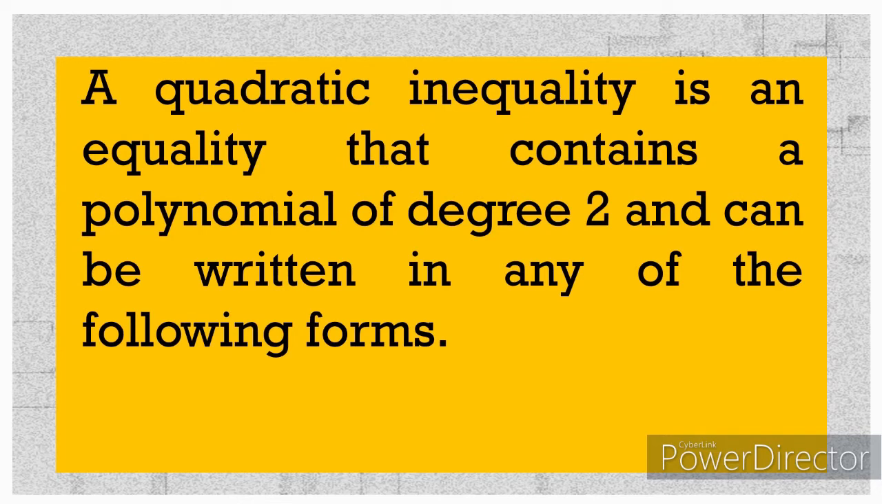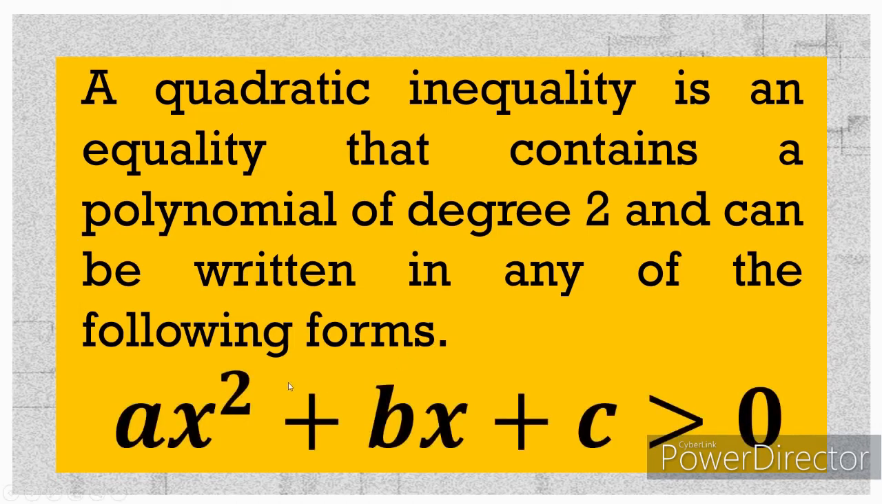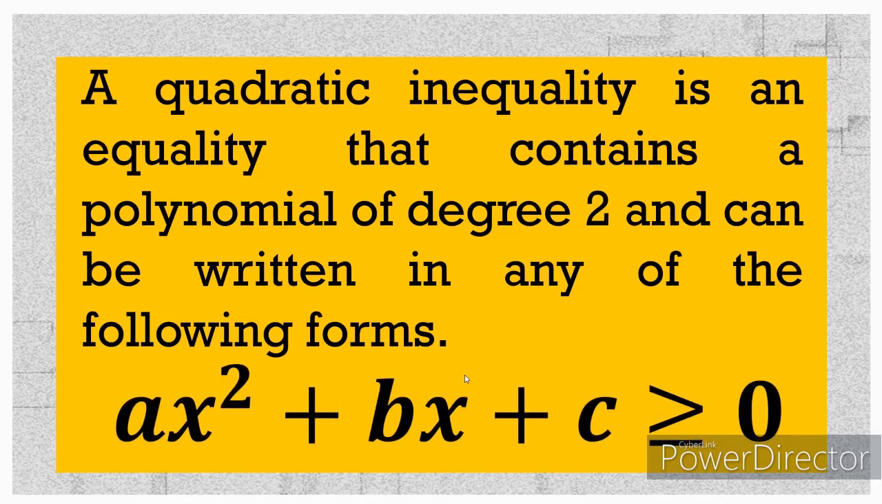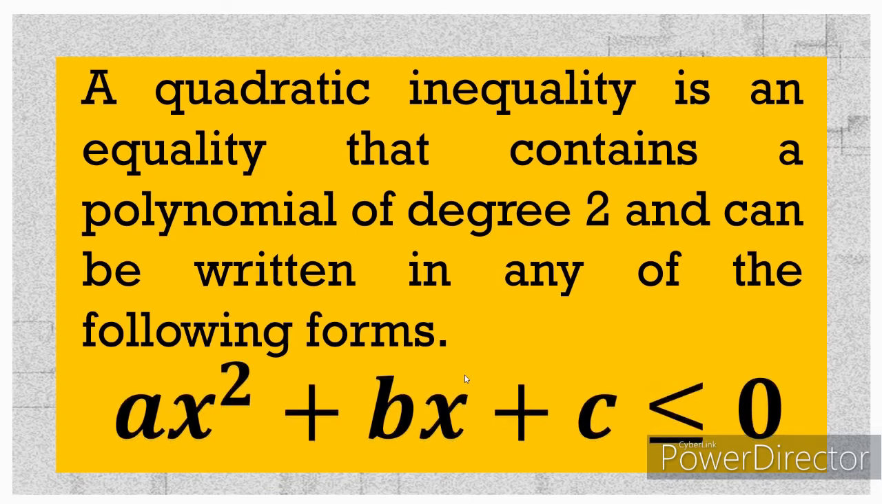A quadratic inequality is an inequality that contains a polynomial of degree 2 and can be written in any of the following forms: ax squared plus bx plus c is greater than 0; ax squared plus bx plus c is less than 0; ax squared plus bx plus c is greater than or equal to 0; and ax squared plus bx plus c is less than or equal to 0, where a, b, and c are real numbers and a is not equal to 0.